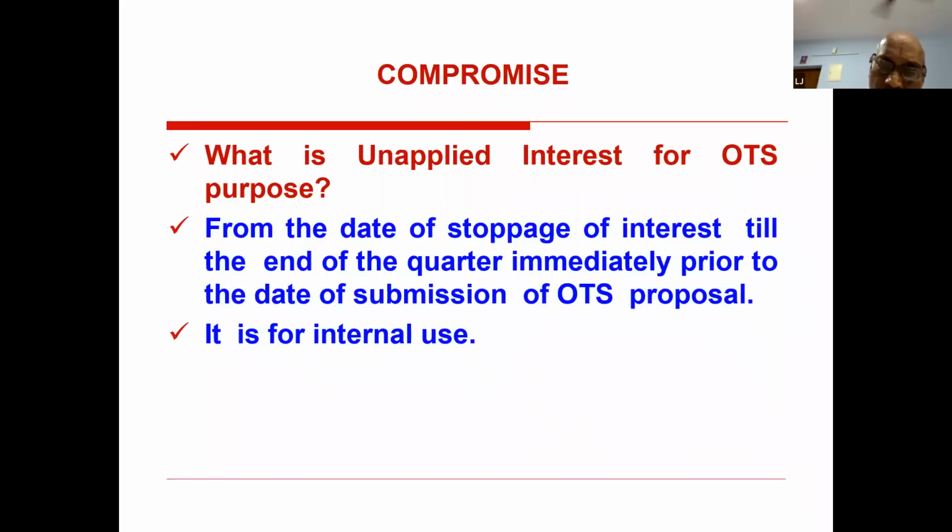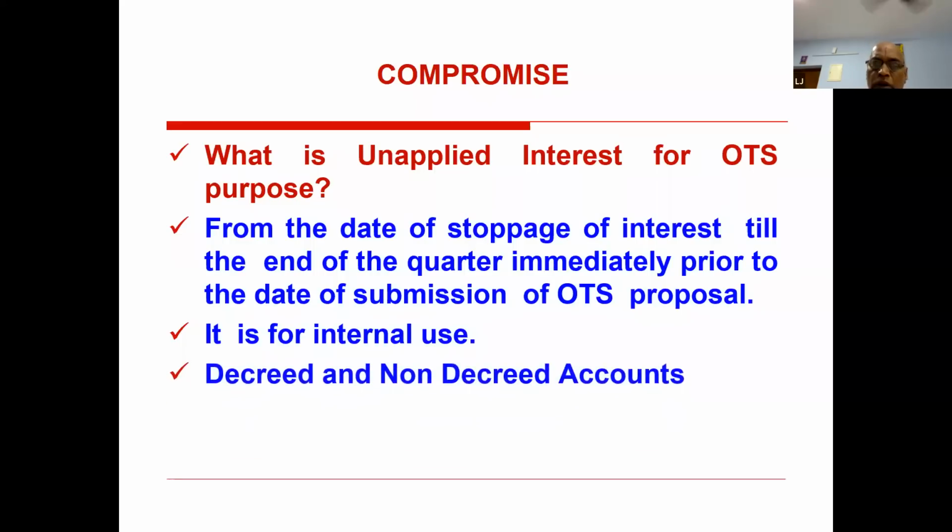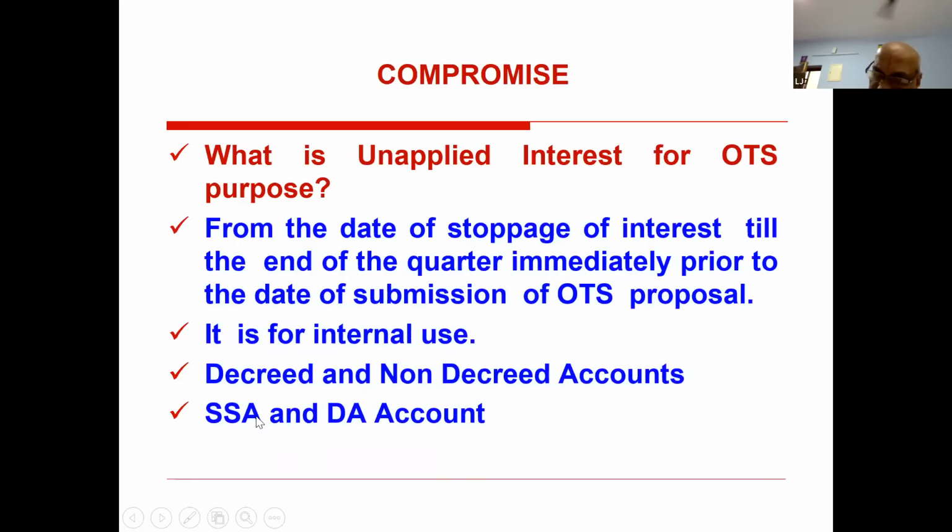It is for calculation of the amount called the sacrifice. Based on the sacrifice only, delegation of power is there in the bank for OTS proposals. So calculation of unapplied interest, we will go by decreed accounts and non-decreed accounts. A different formula is there for a decreed account and a non-decreed account, whether it is a decreed substandard or a non-decreed substandard, DA decreed or DA non-decreed. Similarly for loss also, depending upon the category of NPA, and depending upon whether it is decreed or not, a separate formula is there for calculation of the unapplied interest.